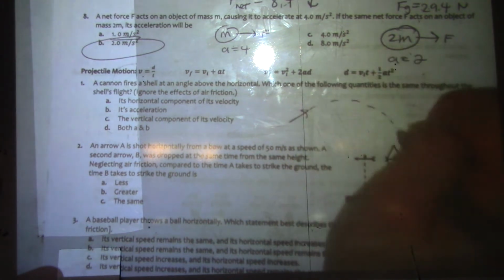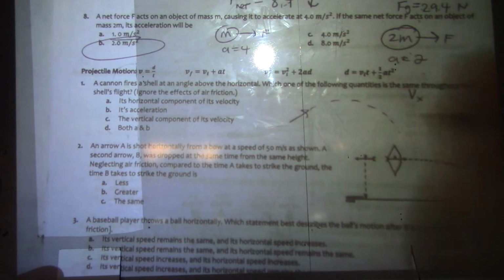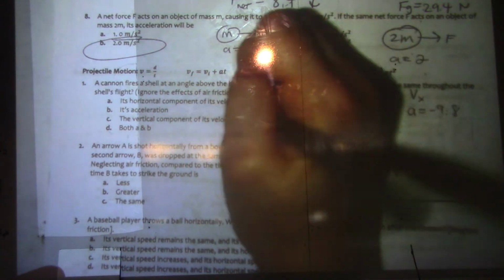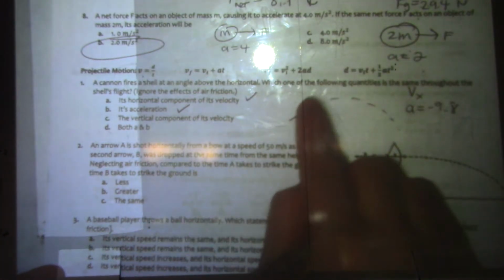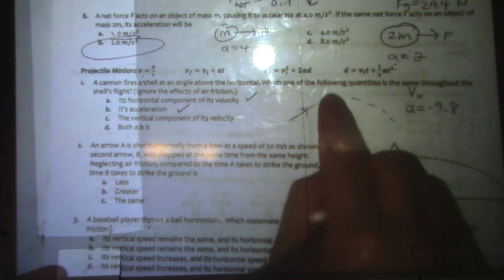Something fired at an angle, what's going to be the same throughout? So we know that our x velocity is the same throughout. We also know our acceleration, the negative 9.8, is going to be the same. So yes for A, yes for B. The vertical, the y velocity, is definitely changing, right? Because it's experiencing this acceleration. That means velocity must be changing. It's positive, getting slower. It's 0. It's negative, getting faster. So only A and B are constant.